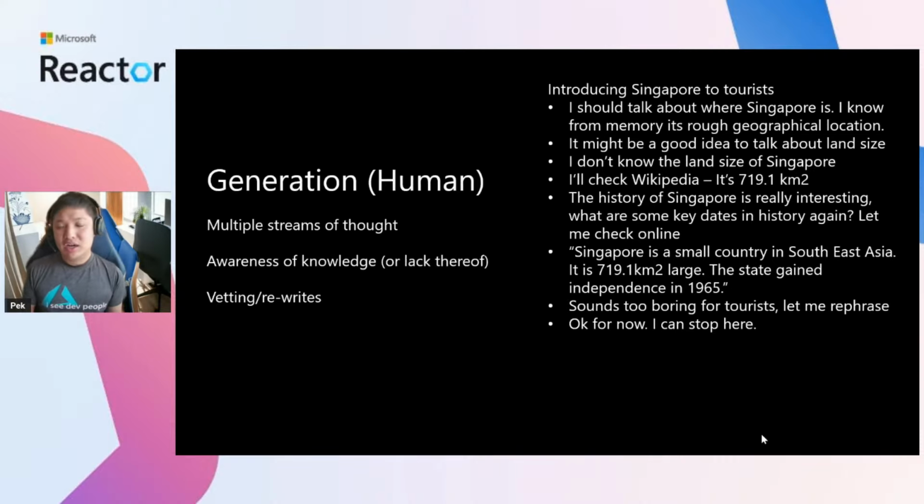Say, hypothetically, I want to introduce Singapore to tourists. This is what my thought process might look like. First of all, I'm going to talk about where Singapore is geographically located. I know from memory that it's in the Southeast Asia region, so I think that's good enough. Now, I could say, Singapore's a really small country.